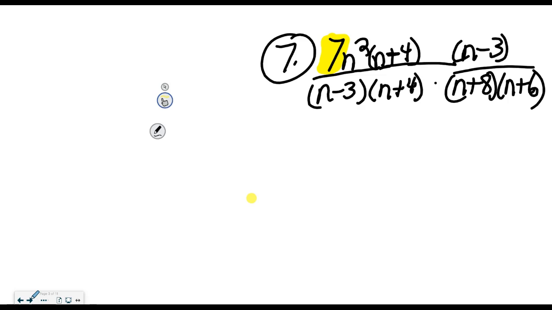No. Are there any n's that aren't linked with something? There's nothing down here. There's no n's that aren't linked with something. If there had been an n right here, then I'm like, oh, it's not linked with something. I could take one out, but I can't do that either. Is there an n linked with a positive 4 on the bottom? Yes. I'm going to wipe those out. Is there an n linked with a negative 3 on the bottom? Yes. I'm going to wipe those out.